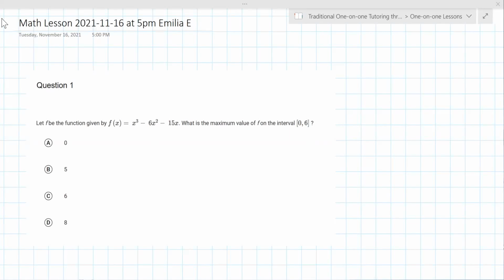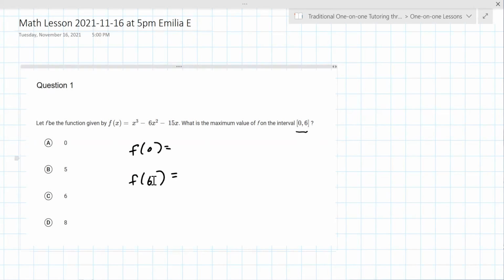What is the maximum value of f on the interval 0, 6? So you start by finding the derivative, right? I actually like trying the values first in the original function. Oh, okay. Getting those two values first.